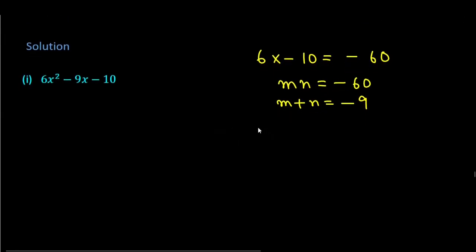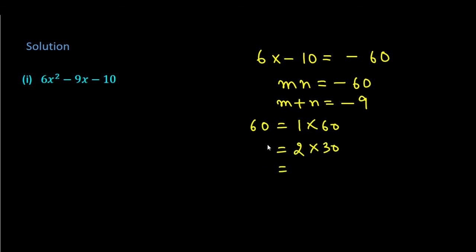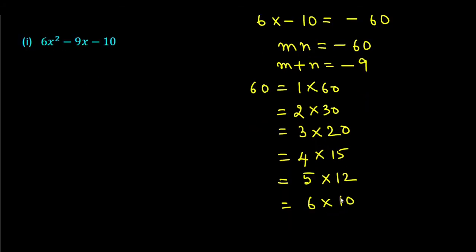Let us find first factors of 60. 1 into 60, 2 into 30. 60 is also divisible by 3, so 3 into 20. It is also divisible by 4. When we divide by 4, we get 15. So 4 into 15, 5 into 12, 6 into 10.